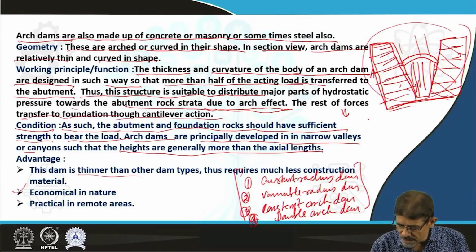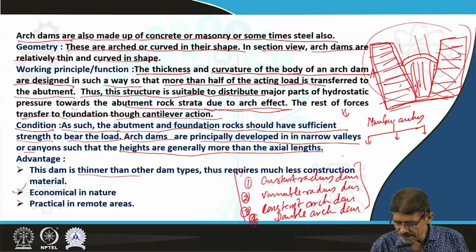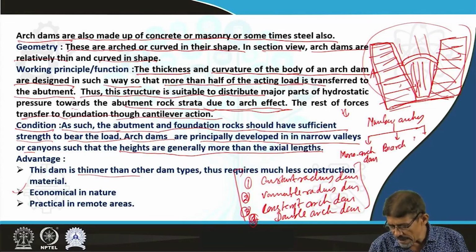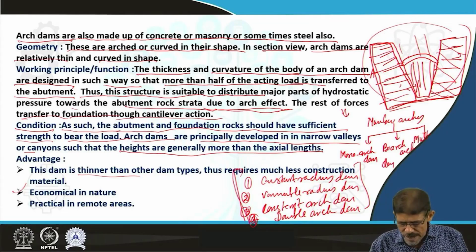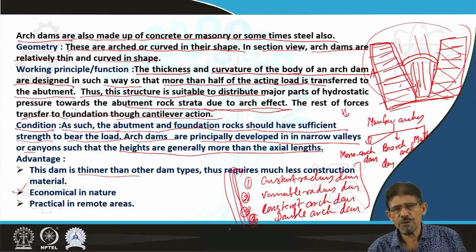Based on the number of arches, this dam can be divided into two or three categories: mono arch dam, bi-arch dam, and poly-arch or multi-arch dam. The design-based classification is self-explanatory, and we will discuss it in our next class, as it requires a lot of time for explanation and specification.